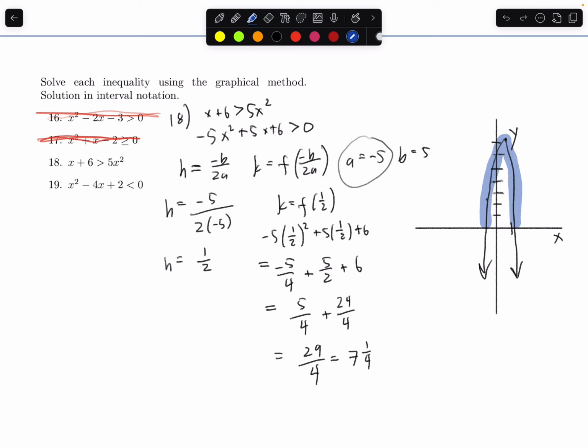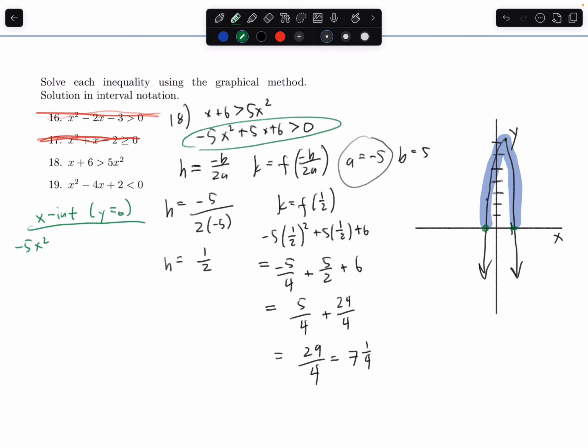That's what I'm after. But in this case too, I still got to figure out what my x-intercepts are, because I need to know where it's going to turn right from positive to negative, where it's going to turn from above to below. So what are my x-intercepts? That's when y is equal to 0. We've got negative 5x squared. I'm looking over here right now. Negative 5x squared plus 5x plus 6 equal to 0. To solve that, plug into my quadratic equation. Negative 5 plus or minus the square root of b squared minus 4 times a times c all over 2 times a.